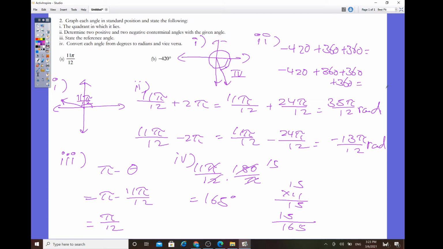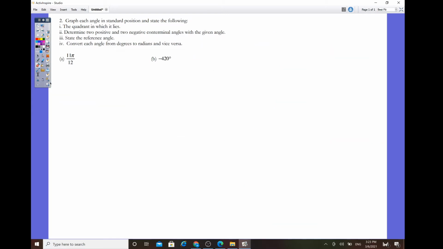And then for the negative coterminal, so that means negative 420. Subtract 360 once, and then subtract 360 twice, because we need to get both of those. 2 negative coterminal, 2 positive coterminal. And then you want to find out what those angles are. Okay, so now let's see what else.